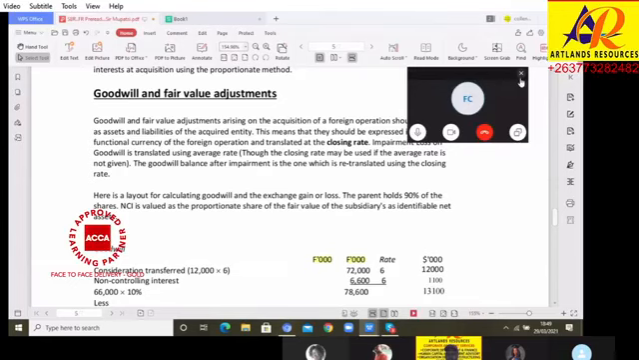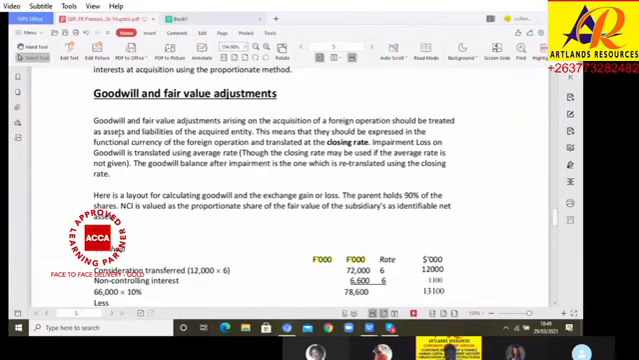So this is what I was typing here when I said goodwill and fair value adjustments arising on acquisition of a foreign operation should be treated as assets and liabilities of the acquired entity, you notice. Meaning they have to be retranslated at closing rate every now and again. This means that they should be expressed in the functional currency of the foreign operation and translated at closing rate. Impairment loss on goodwill is translated using the average rate, though the closing rate may be used if the average rate is not given. The goodwill balance after impairment is the one which is then retranslated using the closing rate.